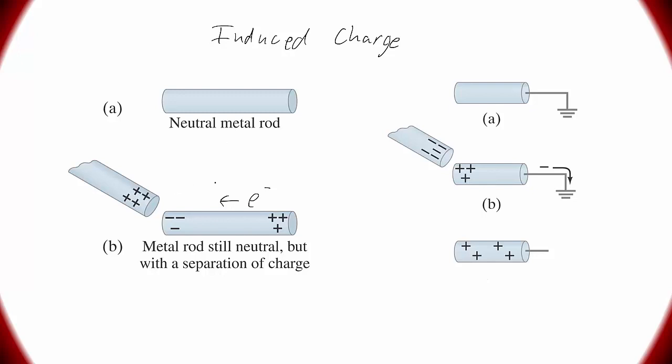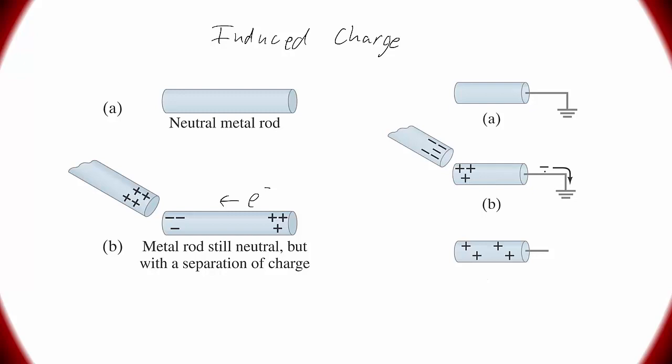But we can be a little more creative. If we have this neutral rod connected to a wire, this is a symbol for ground, which just means it's connected to the earth, which we consider an infinite source or sink of electrons. It can absorb or supply electrons. Well, then when we bring a negatively charged rod near, that's going to repel the electrons, and they'll go down the wire to ground. They'll essentially go to the earth.